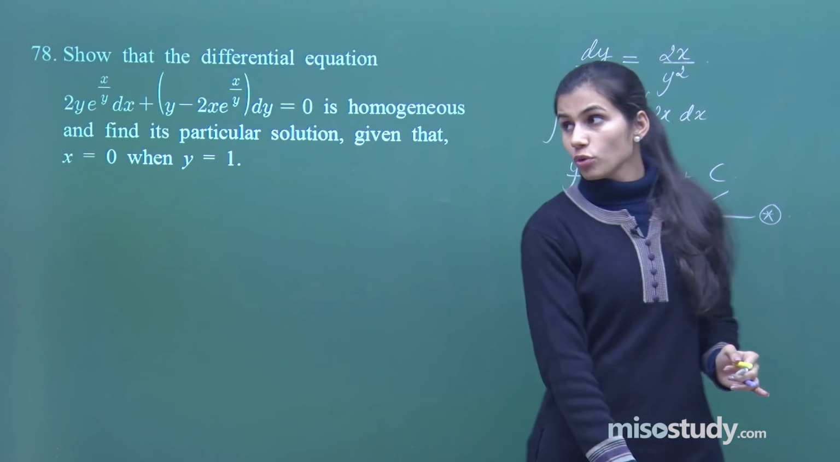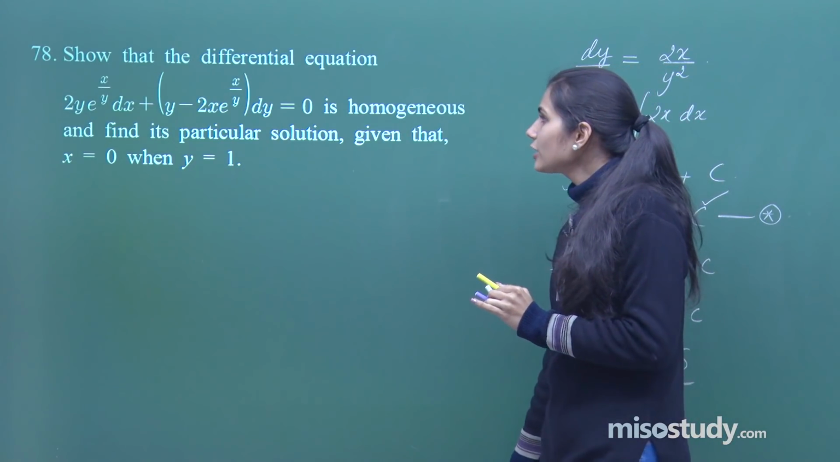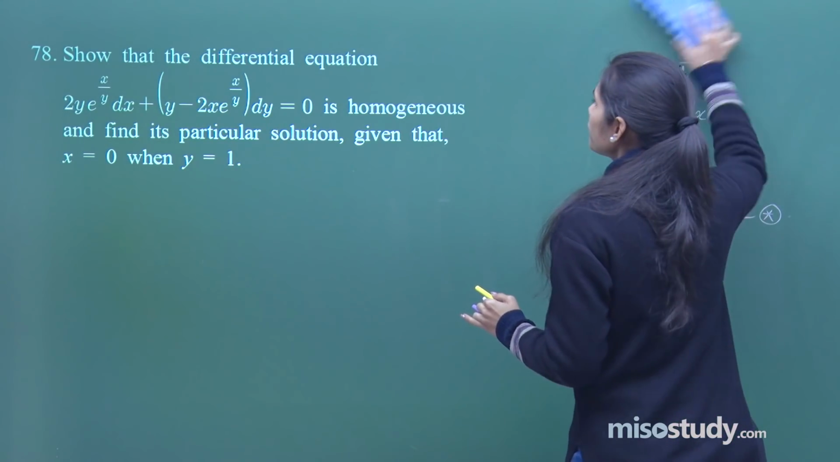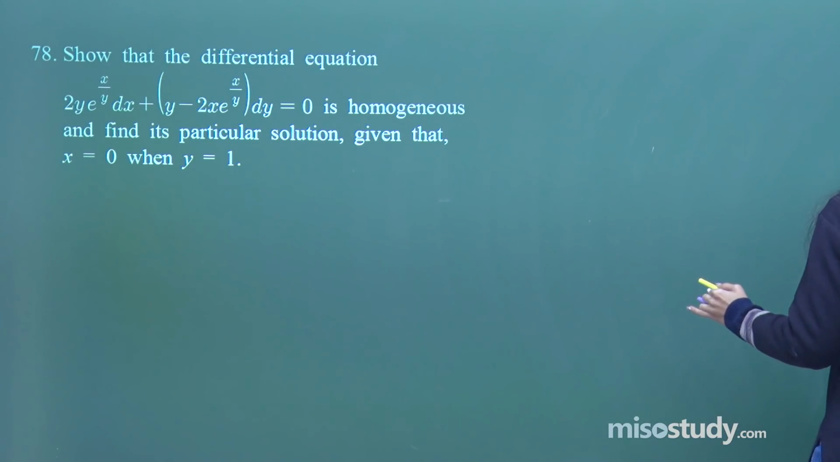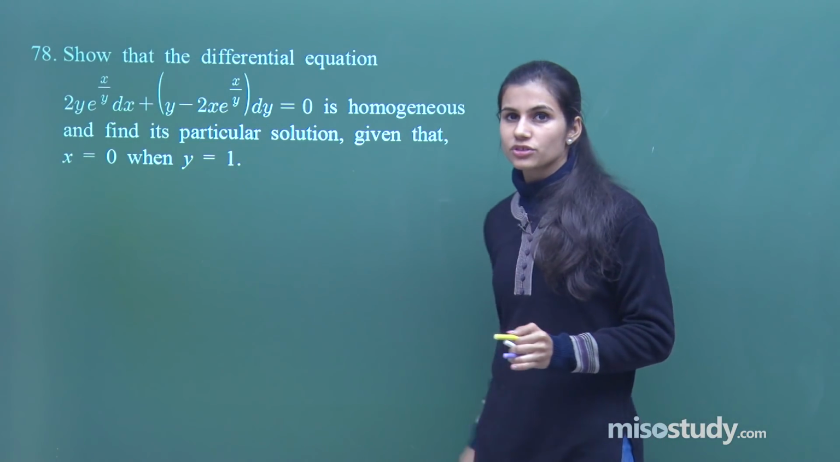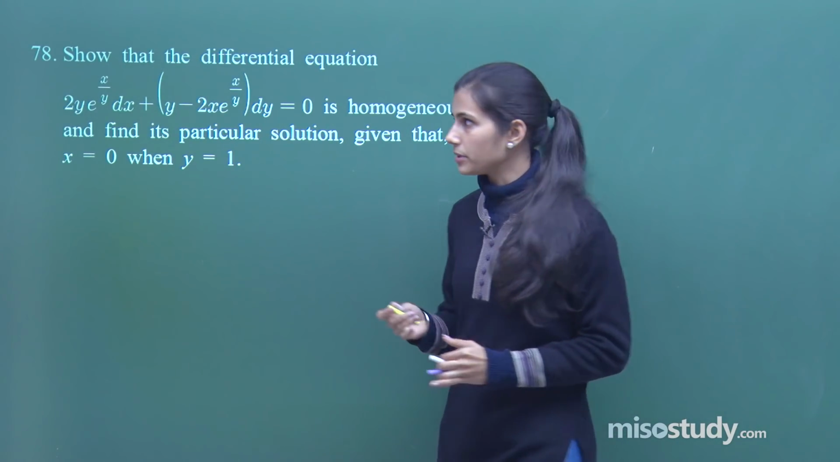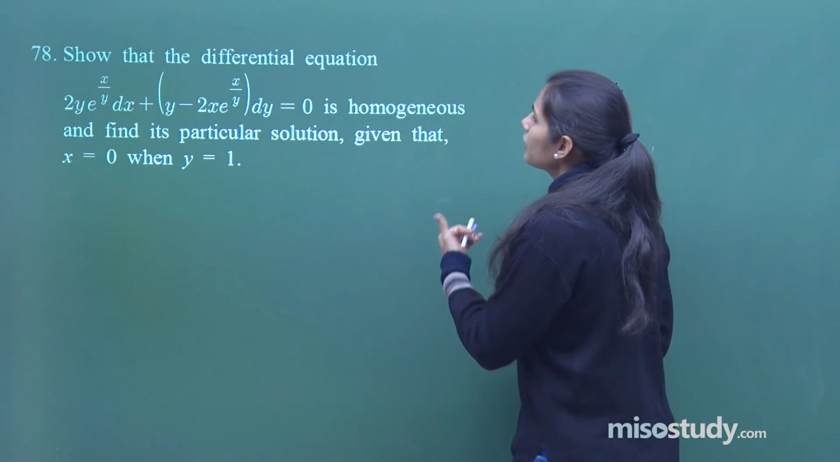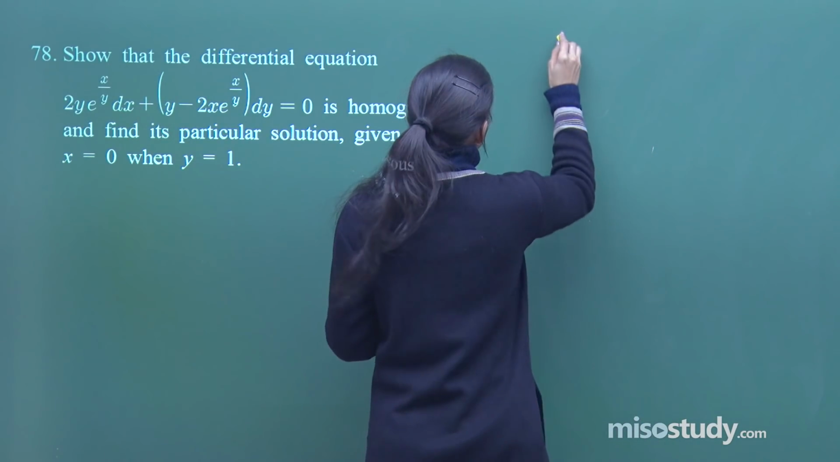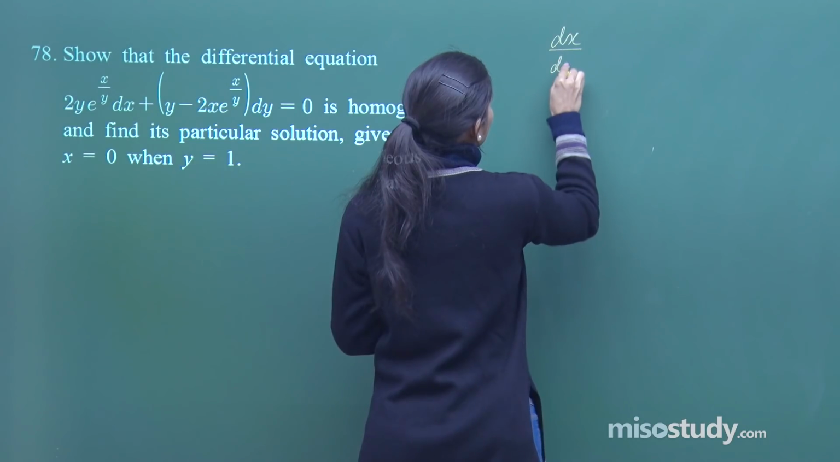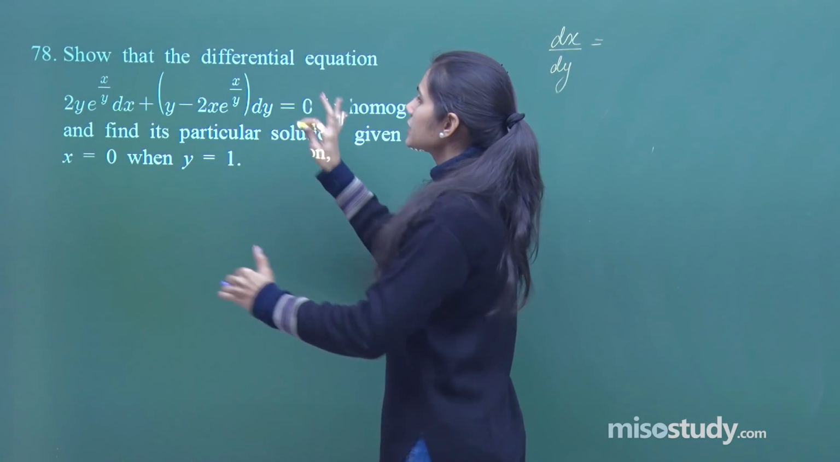It is saying that show that this differential equation is homogeneous and find its particular solution. So, finding a particular solution or finding a general solution is a question which is very much asked in the paper. So, here if I have to identify whether it is homogeneous or not, step by step we are going to proceed. I will first be writing dx by dy. So, right now the equation is given to me in a mixed form.